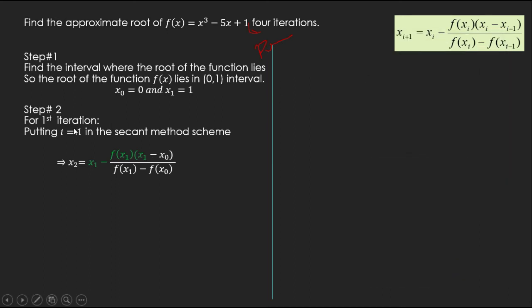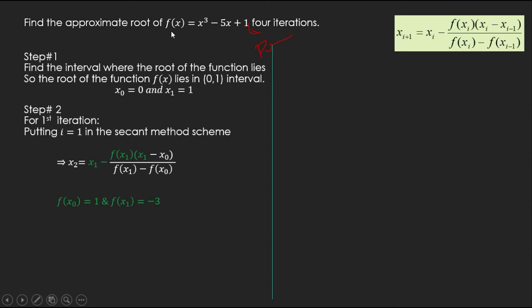So in the first iteration, in step 2, you need to put i equal to 1 in your secant method scheme. By substituting i equal to 1, we get x2 is equal to x1 minus f of x1 into x1 minus x0 divided by f of x1 minus f of x0. The value of x0 is 0 and x1 is equal to 1.